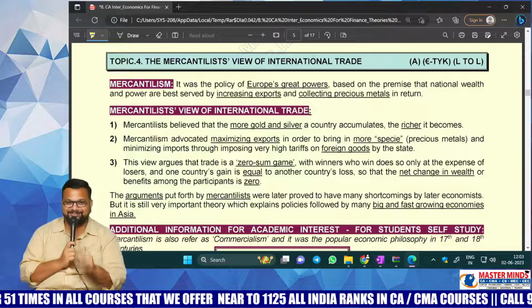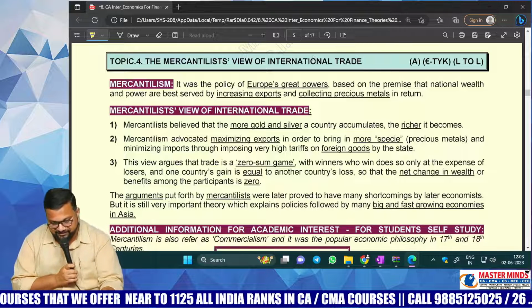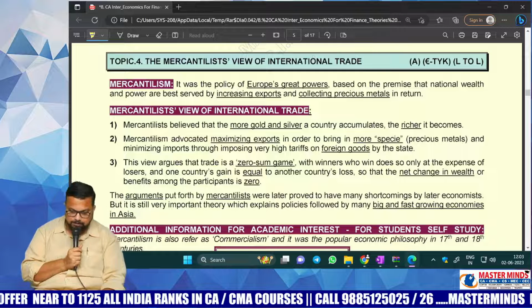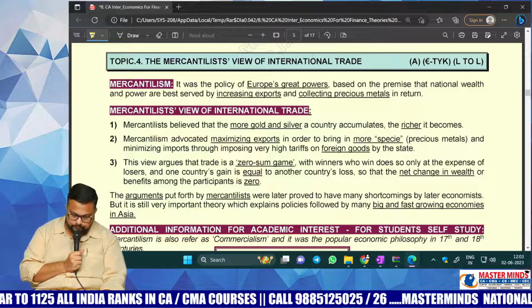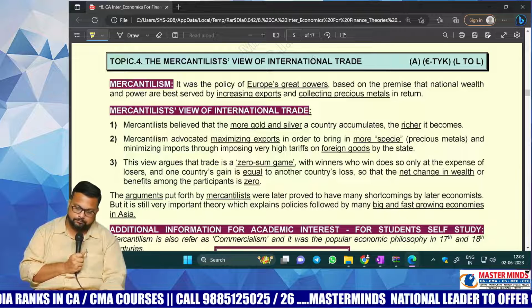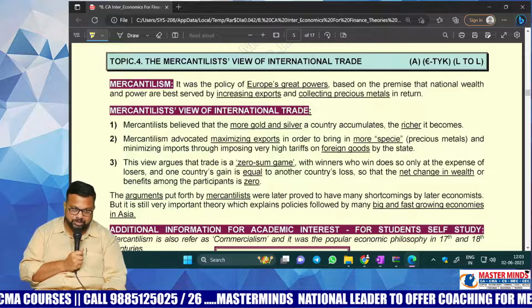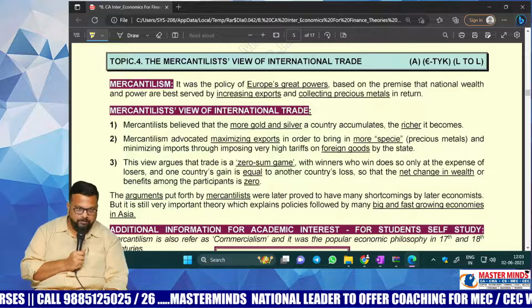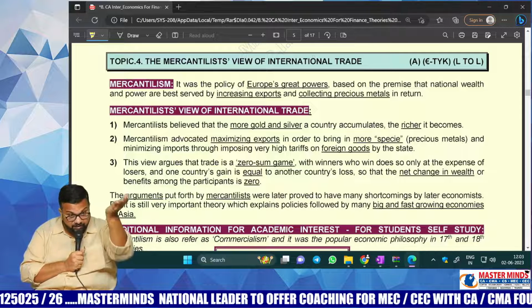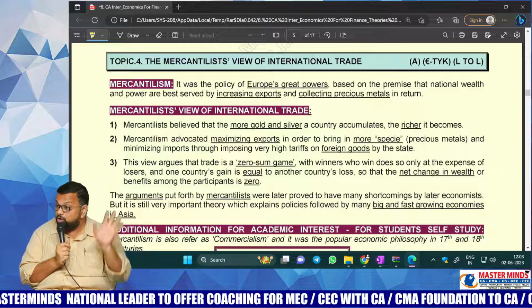Question number 5. Topic 4. Premise means assumption. What they have assumed is that a country will develop when we export more, and in return for that export, if we collect precious metals, the wealth of the country will grow. When the wealth of the country increases, the country will automatically develop. That was the assumption in those days.